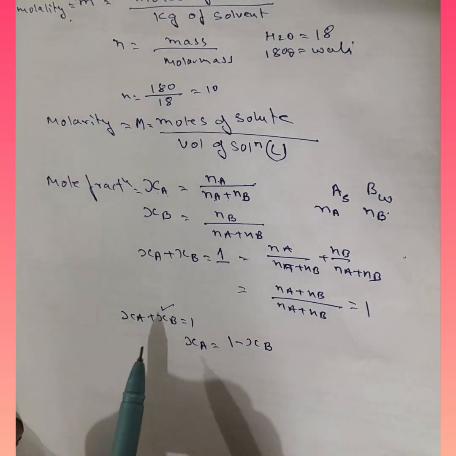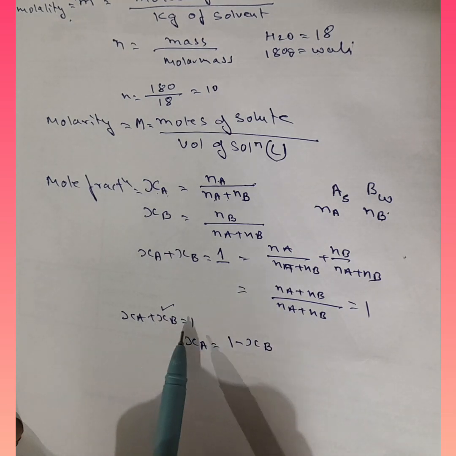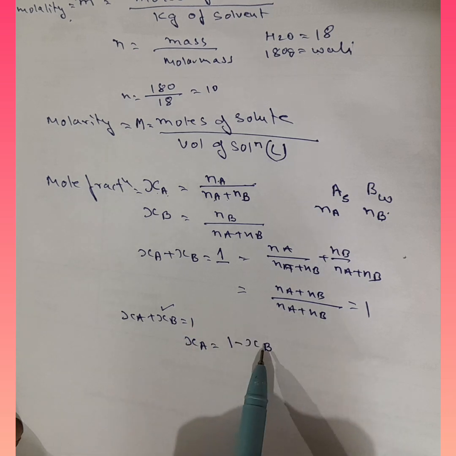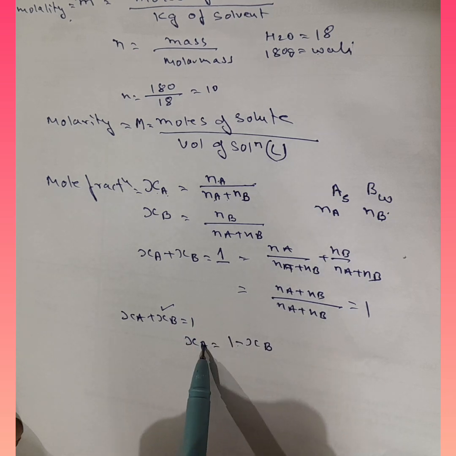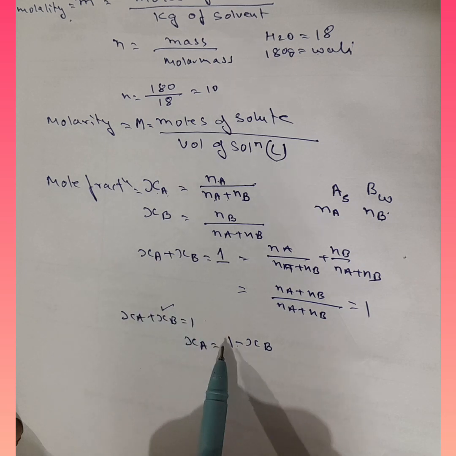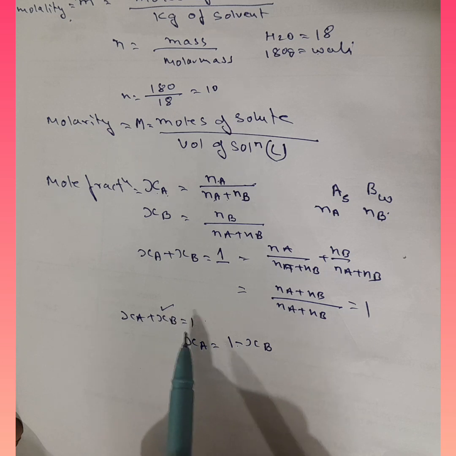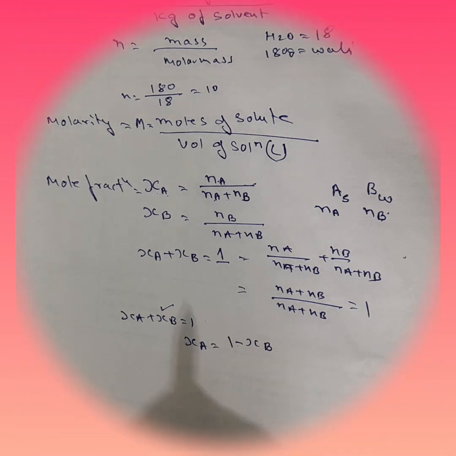There's another interesting point: XA plus XB is equal to 1. So if we have found the mole fraction XB, then we just subtract XB from 1 to get XA. If you get the mole fraction of one component, the other component can be found easily by just subtracting from 1.